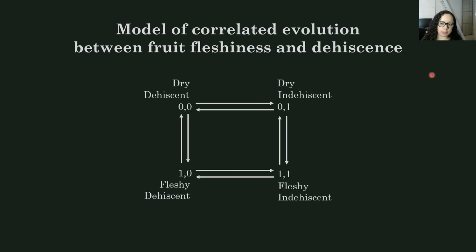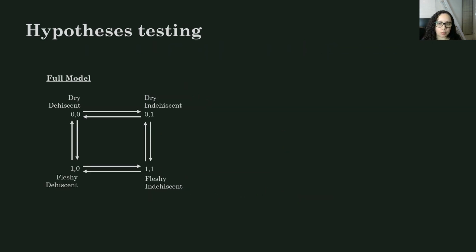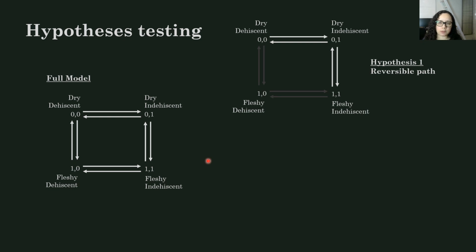So to test that hypothesis, that proposition, we used a model of correlated evolution where all possible combinations of states between the two characters are allowed, and then transitions between them are estimated. What we wanted to do is estimate the full model, see how those transitions look, and compare it to two hypotheses. So we translated the proposition into a reversible path hypothesis.